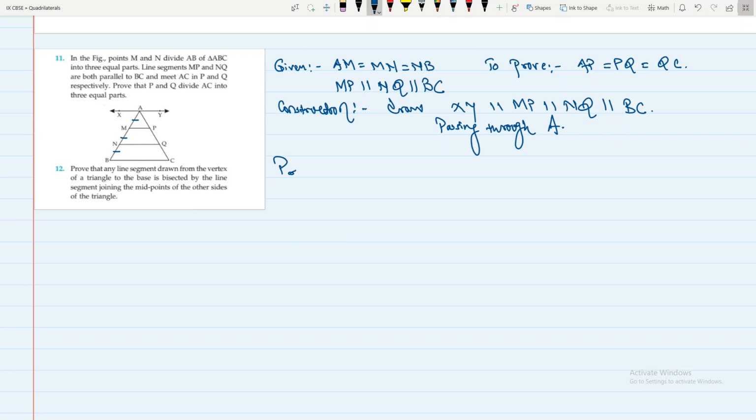ये तो कंस्ट्रक्शन हो गया. अब प्रूफ स्टार्ट कर सकते हैं हम लोग. यस. सो गीतिका, do you remember equal intercepts theorem? Yes, sir. Okay. Can you tell me the statement?